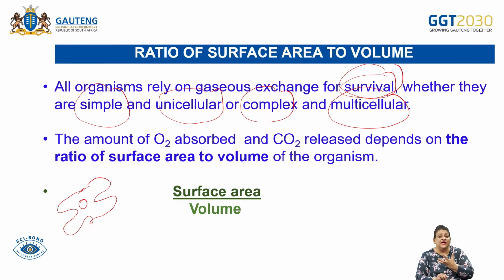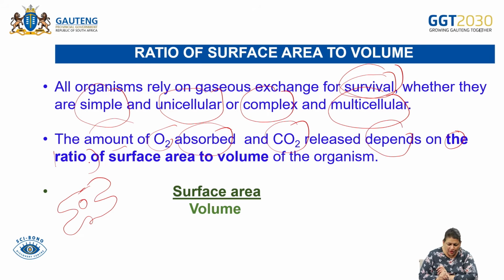Whereas if you look at locusts, earthworms, humans, donkeys, cows, they all are very complex. They are made up of many cells. So whether you are unicellular or multicellular, as a human we all need gases for survival. The amount of oxygen absorbed and the amount of CO2 released out of the body depends on the ratio of the surface area to volume. So, surface area to volume.